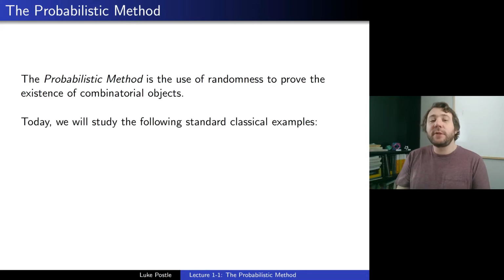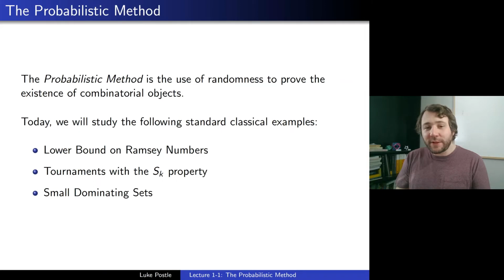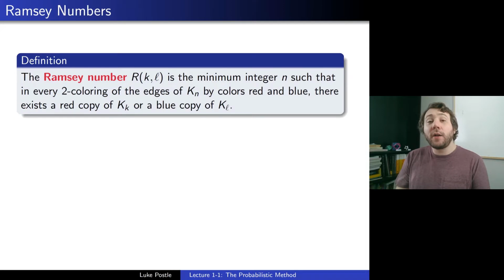In particular, we will be studying the following standard classical examples: lower bound on Ramsey numbers, tournaments with the S_k property, and small dominating set. Again, the emphasis of this course in probabilistic methods is on the methods. So the best way to do that is to show you examples of it in various proofs. Now, while these results are all very beautiful and nice in their own right, again, the emphasis is on learning the method by example. So let us begin with Ramsey numbers.